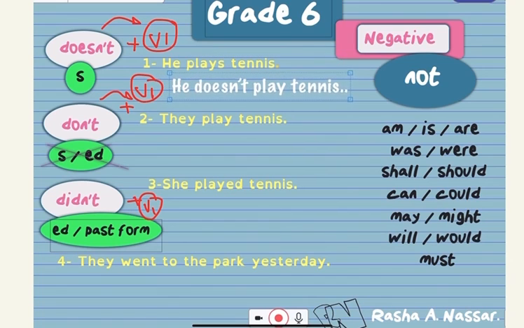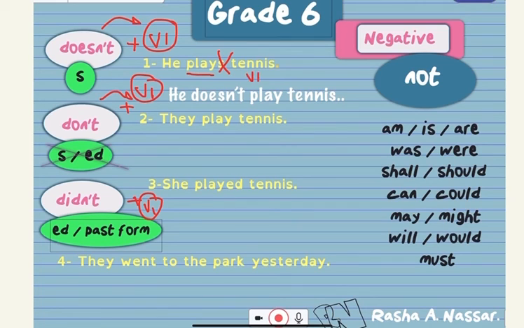And so it will be the answer here. He doesn't play tennis. Why? Because when I see plays, it is with S. And when I see the verb with S, I will use doesn't. Doesn't plus V1. Can I say he doesn't plays? No, he doesn't play. So I should remove S. And I just write the verb V1. Only V1. Very good.